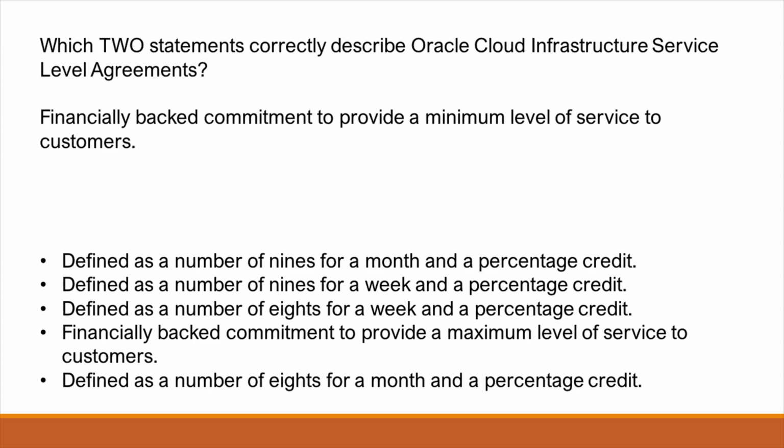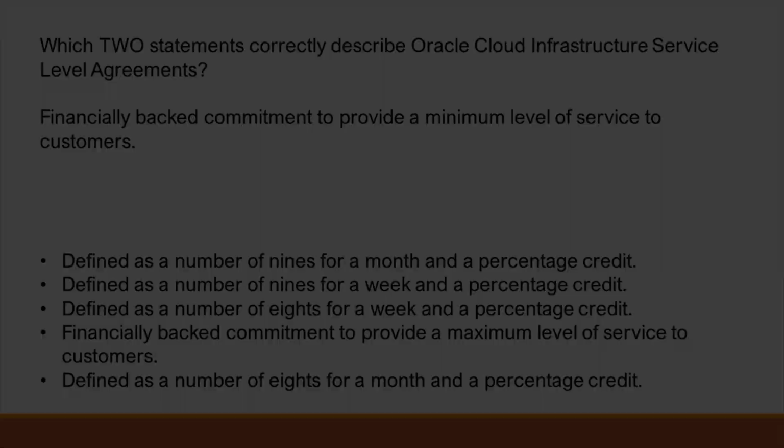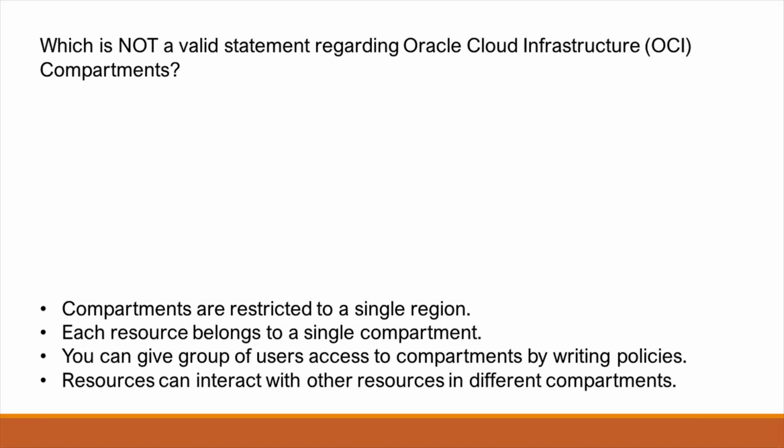Correct answers for this question are option 2, defined as a number of nines for a month and a percentage credit, and the option financially backed commitment to provide a maximum level of service to customers, because these are direct information, there is no logic behind it. You can also go through the same in the OCI SLA. Let's talk about this question, which is not a valid statement regarding Oracle Cloud Infrastructure, OCI, compartments.